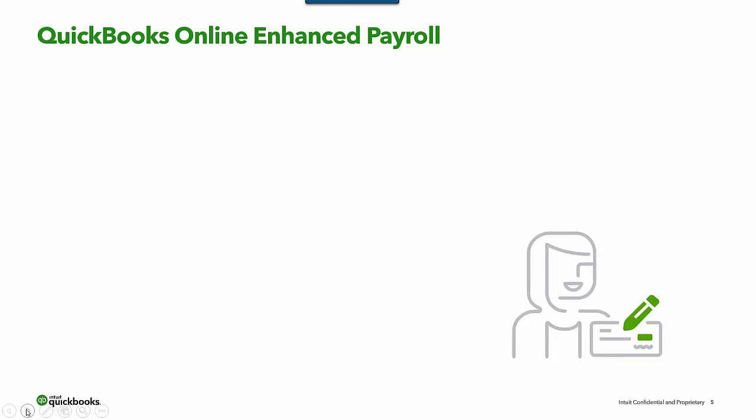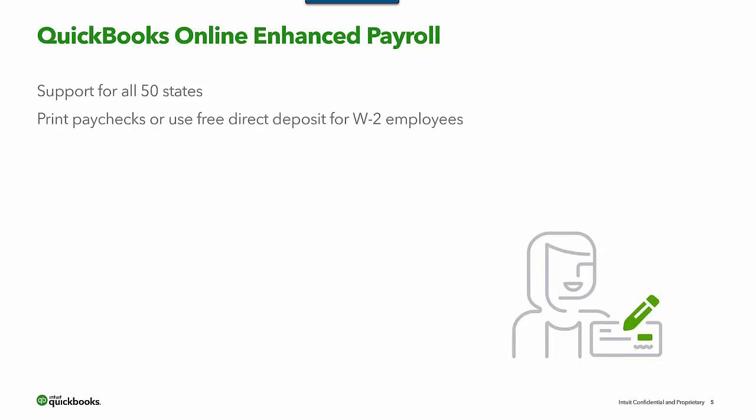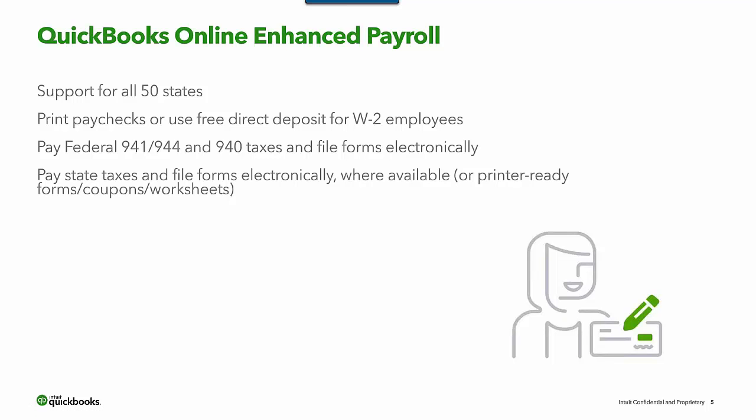First option for QuickBooks Online, if you're looking to add payroll within the product, is our enhanced payroll, which is kind of the do-it-yourself payroll, if you will. We have support for all 50 states. You can print paychecks or use free direct deposit for W-2 employees. You're not paying vendors through here. Paying federal 941 or 944 taxes and 940 taxes and filing those forms electronically. So we fully support paying and filing all the federal taxes electronically.